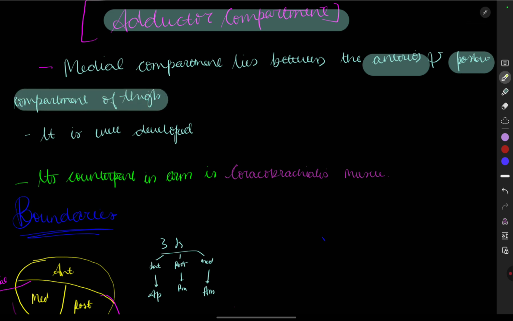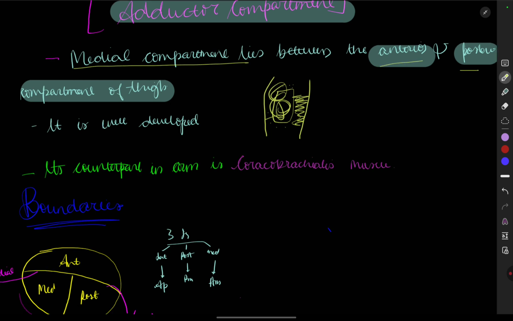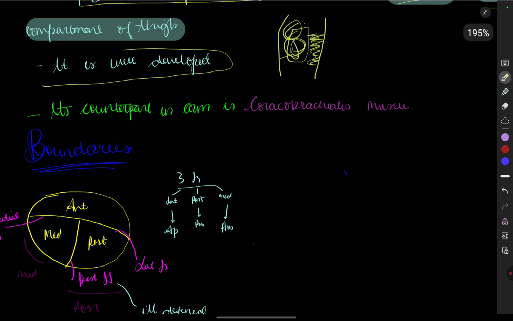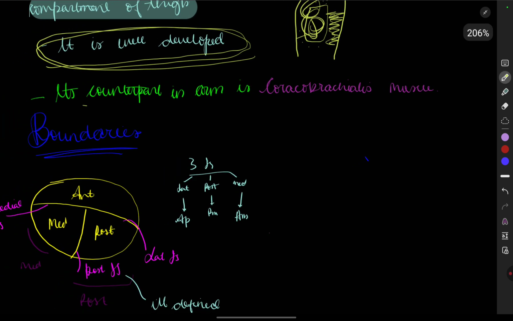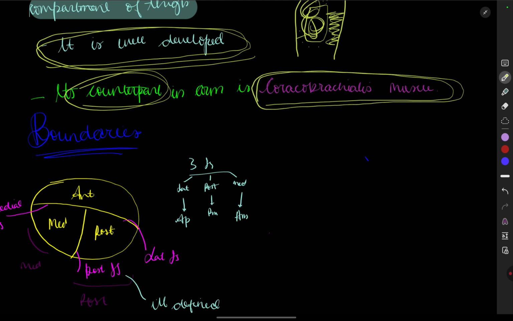As we all know, if this is the thigh, this is the anterior compartment, and behind this lies the posterior compartment. So the medial compartment lies in between the anterior and the posterior compartment. This part of the thigh is well developed compared to the rest. Its counterpart in the arm is the coracobrachialis muscle. Just remember that.